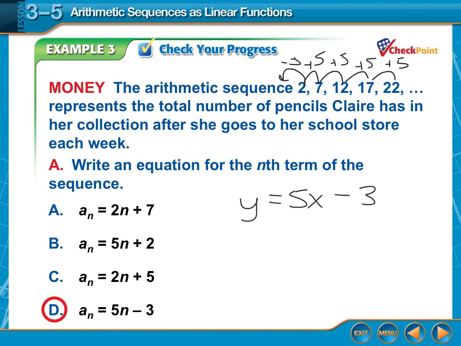So if it asked us to find the 30th term, what do we do? Sub it in for x. Put it in for x. Yep. Are we good, or do I need to do more? We're okay? All right.